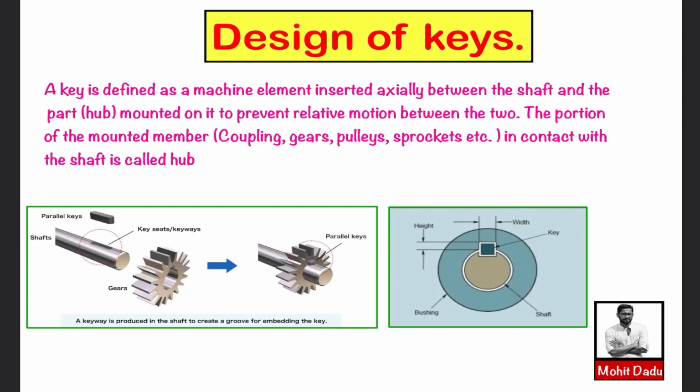Hello everyone, in this video we'll be studying the design of keys. A key is a machine element which is used to connect the shaft and some parts so that power transmission happens between the shaft and the connected parts. The connected parts may be a gear or a pulley or a coupling or a sprocket, anything can come. For that we use the element to connect between these two, which is known as a key.